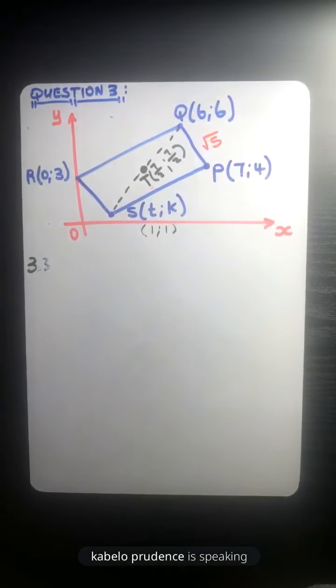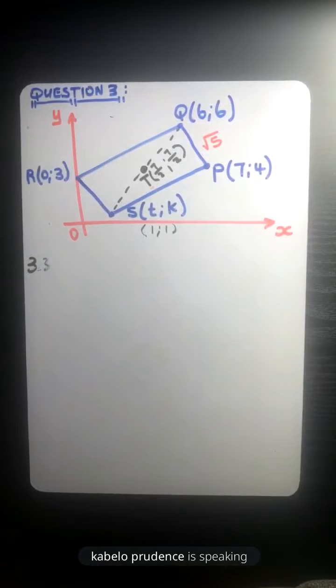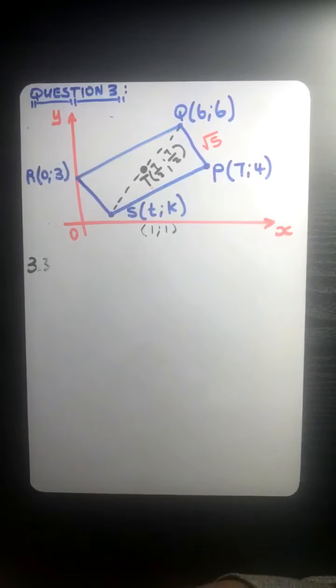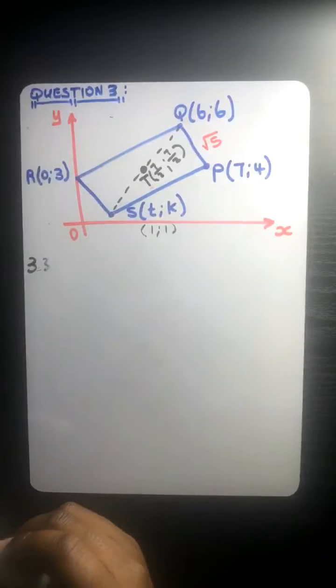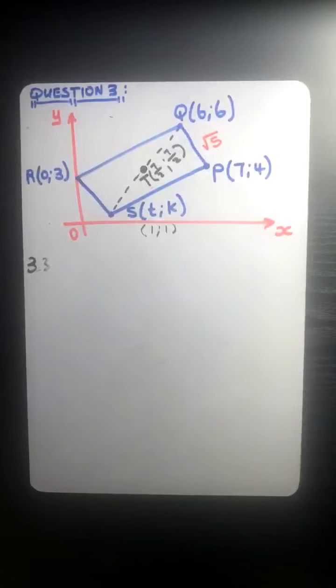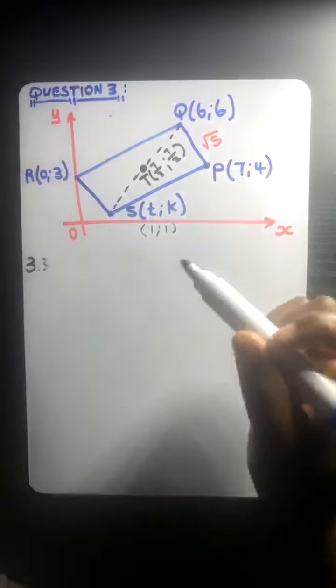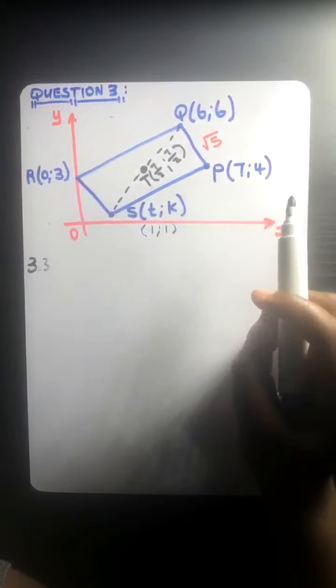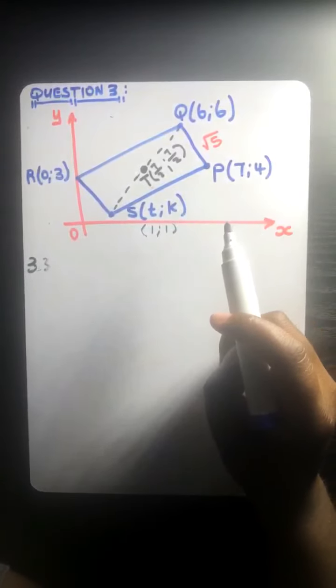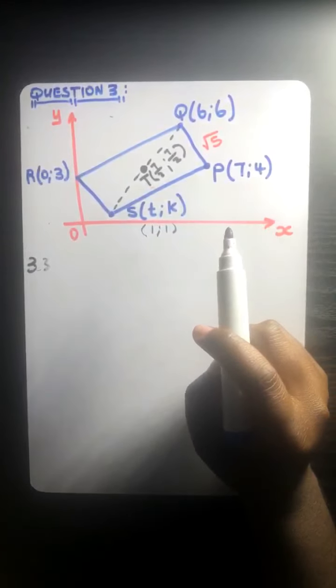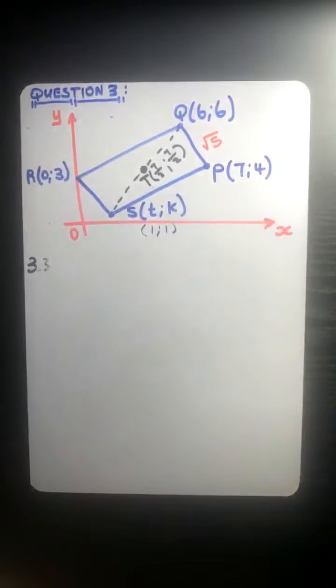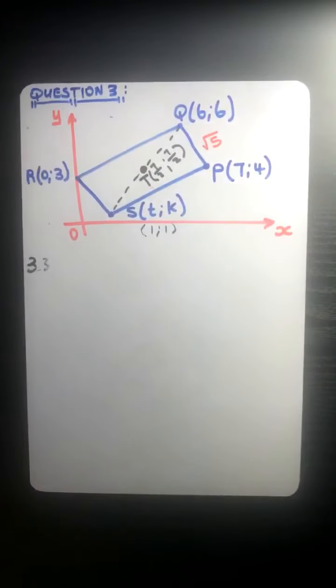Perpendicular, the product of their gradients is equal to negative 1, if I'm not wrong. You are right, but the question is, what you are saying, Prudence, is it relevant to this question? Let me give you a strategy on this one, guys. Someone wanted to say something, but it's fine. Who's speaking there? Lerato, sir. Lerato, go for it. Sir, I think I must use the distance formula.